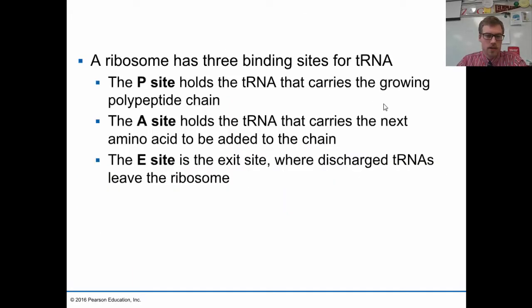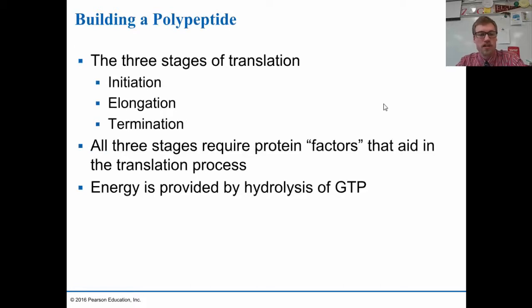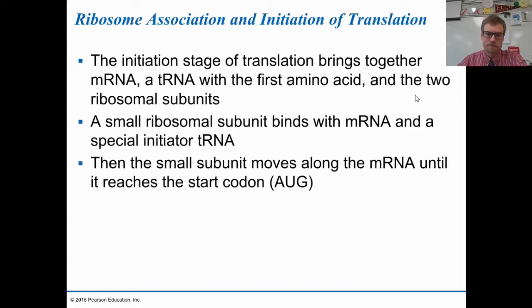And that's what I just talked about. So the 3 stages of translation are also initiation, elongation, and termination. So some similarities there. All 3 stages require protein factors that aid in this process, and the energy comes from the hydrolysis of GTP rather than ATP.